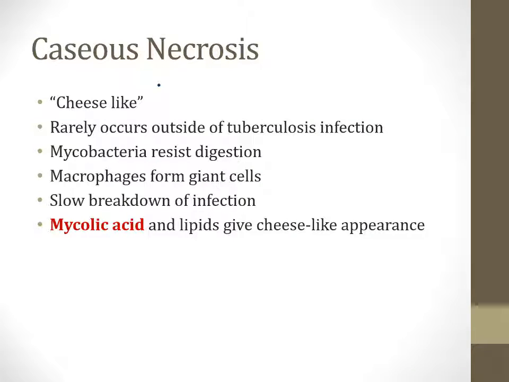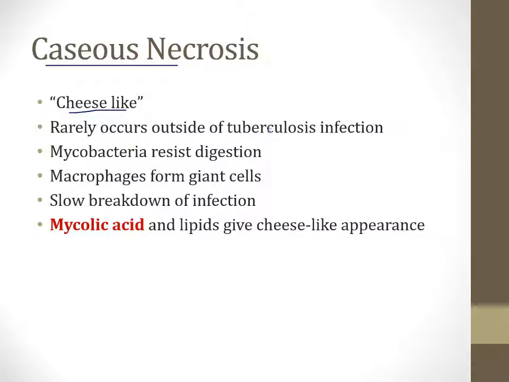So coagulative and liquefactive necrosis are the two main types of necrosis, but what I'm going to talk about now are some less common types that you generally see only in specific situations. And the first type is caseous necrosis. The word caseous means cheese-like, and that's because grossly this type of necrosis looks like cheese. I'll show you a picture of it in a minute.